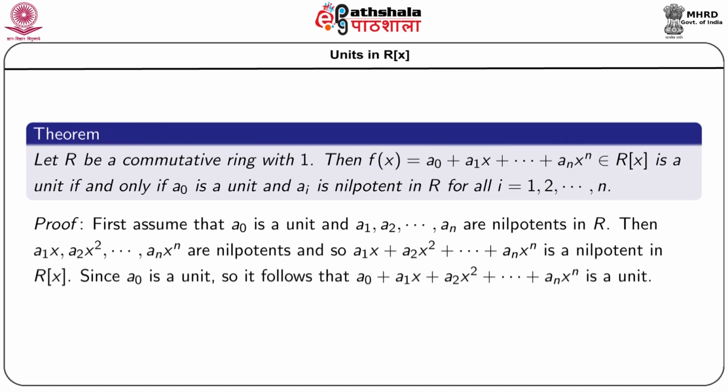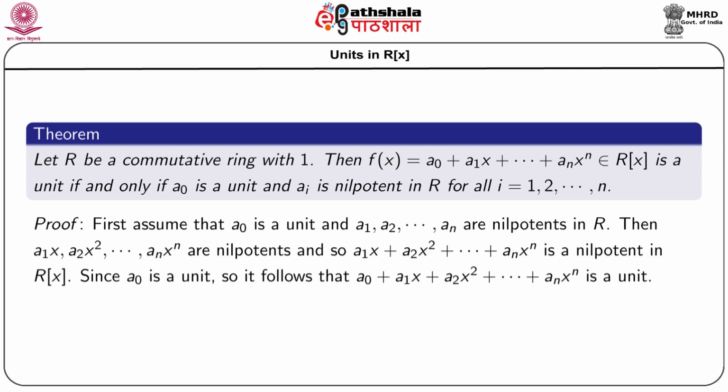This is the result which characterizes all polynomials which are units. Let R be a commutative ring with 1. Suppose f(x) is a non-zero polynomial. Then f(x) is a unit if and only if the constant term a0 is a unit and all other ai are nilpotent in R.